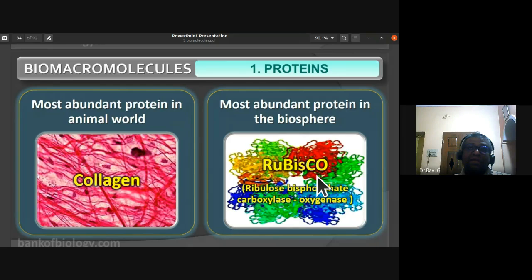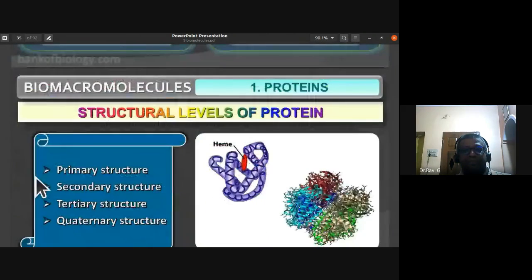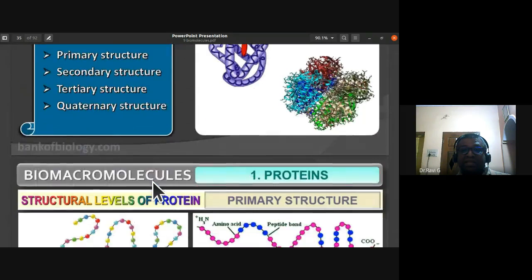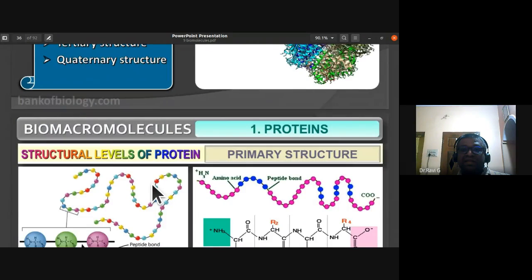So the most abundant protein in the animal world is collagen. The most abundant protein in the entire biosphere is rubisco. So remember this point. Now, among the biomacromolecules, proteins, we are going to study the structural levels of proteins. They have four structural levels: primary structure, secondary structure, tertiary structure, and quaternary structure. These were the things that we discussed in the structural levels of proteins.